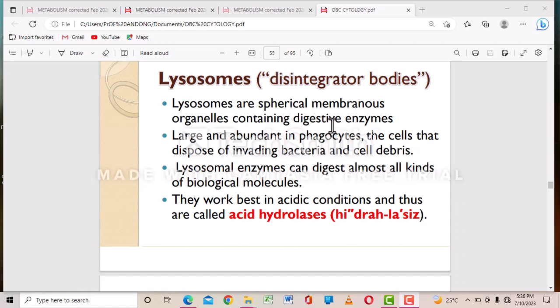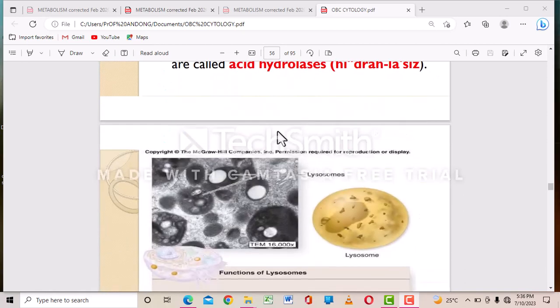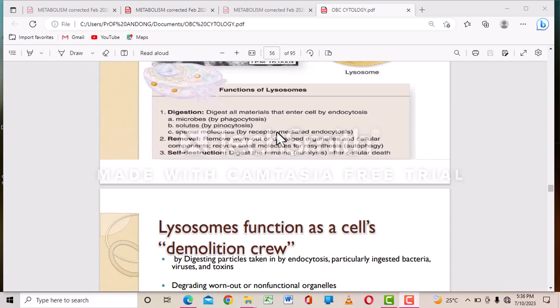Now, because of their hydrolytic content, they are mainly found in phagocytic cells, that is macrophages, neutrophils, and other cells that are involved in basically immune activity. Now, lysosomes basically have three functions, that is digestion.